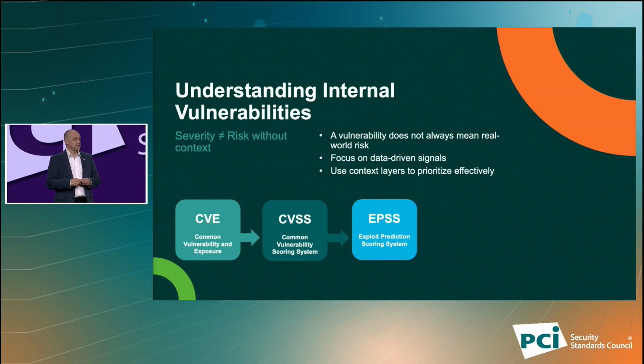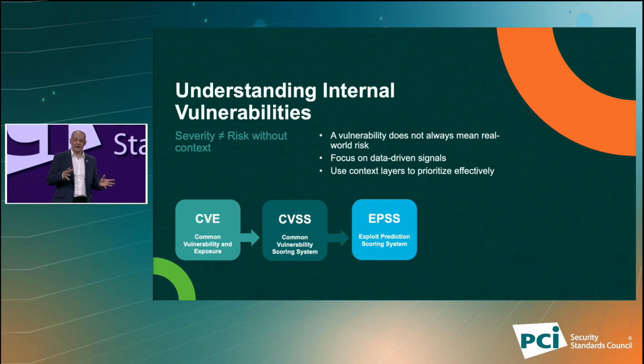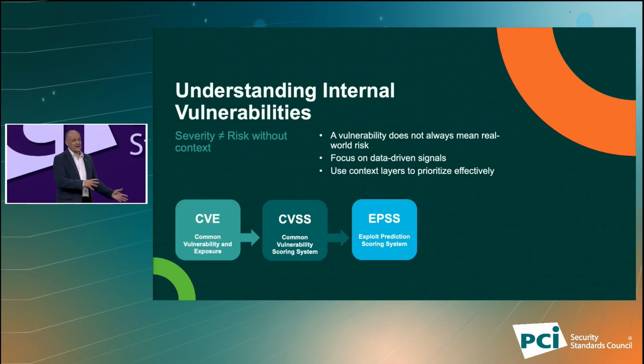So this brings us on to the EPSS, the Exploit Prediction Scoring System. This model gives us a likelihood of a vulnerability being exploited in the real world. It helps us move away from that theoretical severity to a probability-based perspective.